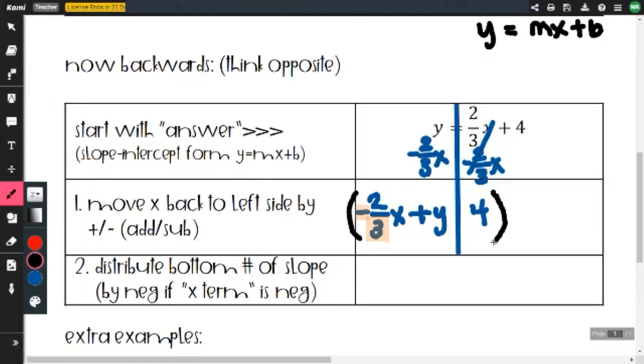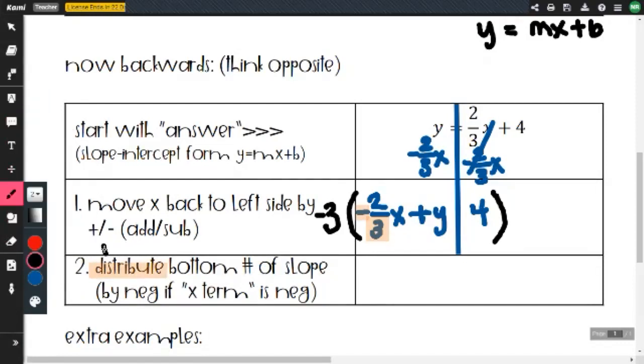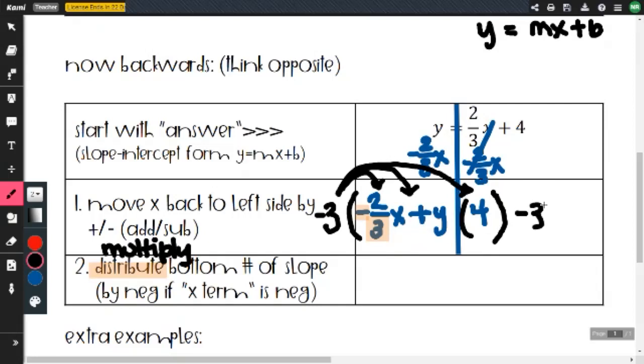So easiest way to distribute, you want to put that in parentheses, and then we've talked about it many, many times. Distribute means to multiply. So we're going to take that -3 and we're going to multiply by each term on the inside. In this case, yes, it could transfer over to the other side. Or you could also write it by -3 this way, up to you.